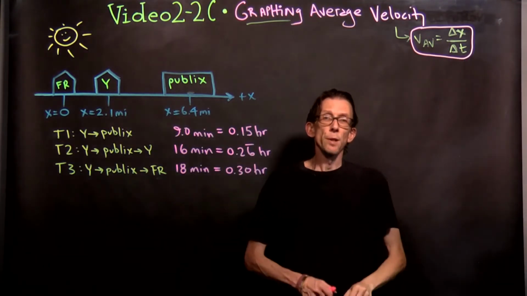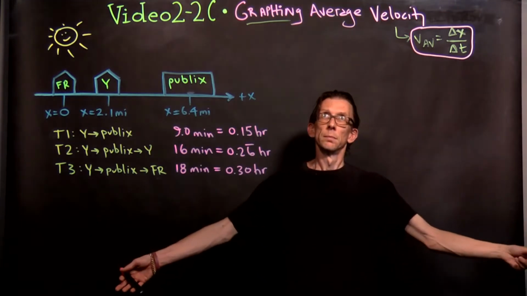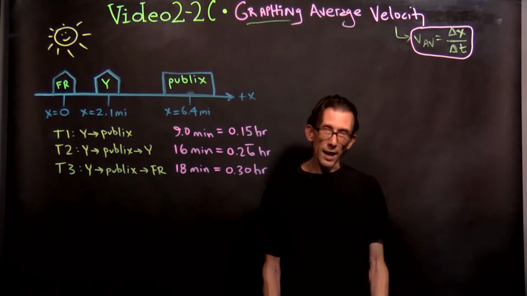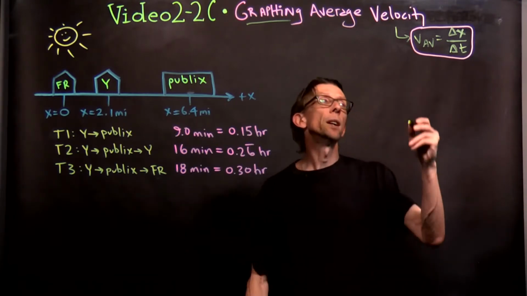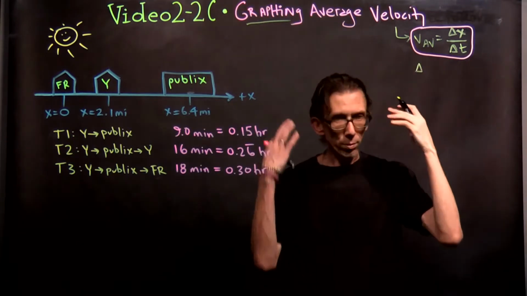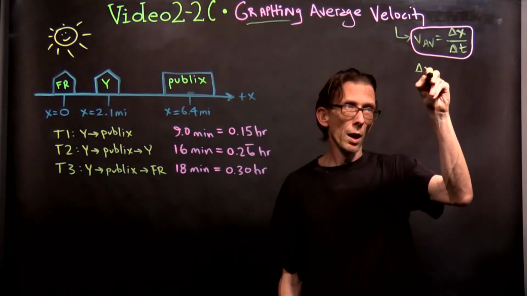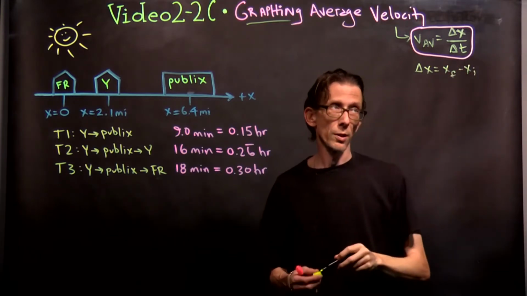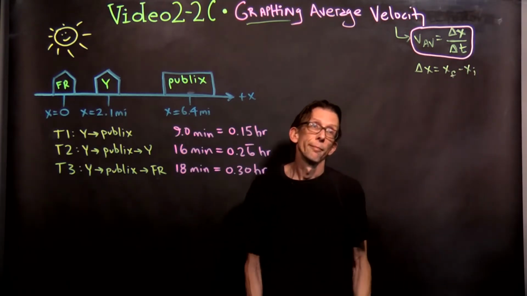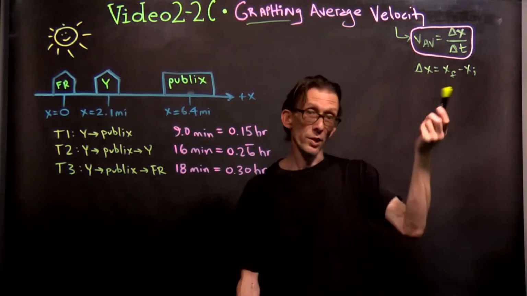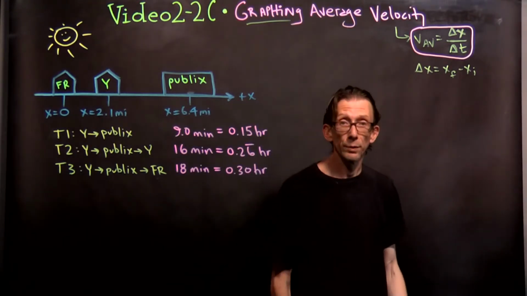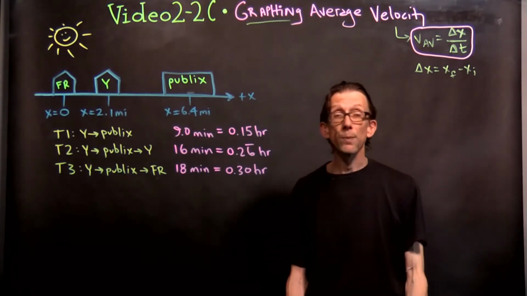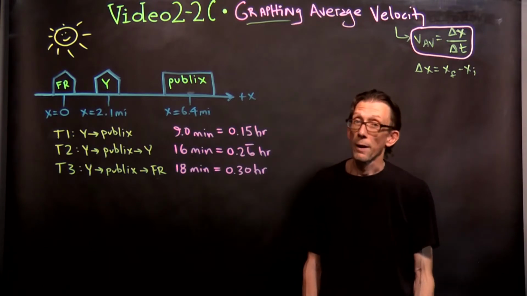And what does displacement depend on? Class, in unison? Delta x, the displacement, depends only, I heard you loud and clear, that was lovely, depends only on the final position and the initial position. And of course delta t is final time and initial time, but the displacement is determined only by final and initial position.